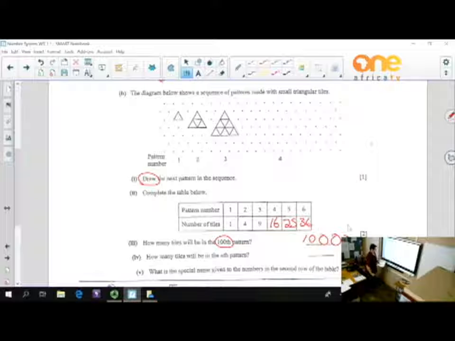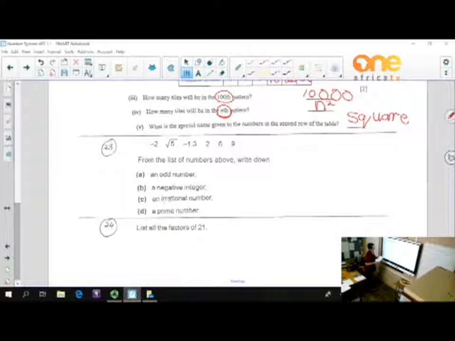How many tiles will there be in the nth one? We're looking at our pattern and we say it's square numbers, so we're going to square n. What is the special name? We've said it now over and over. It is square numbers. Make sure that you know this set, because they often ask questions on square numbers.